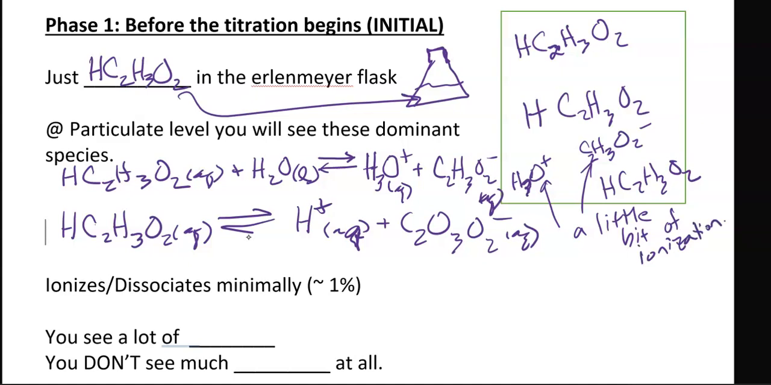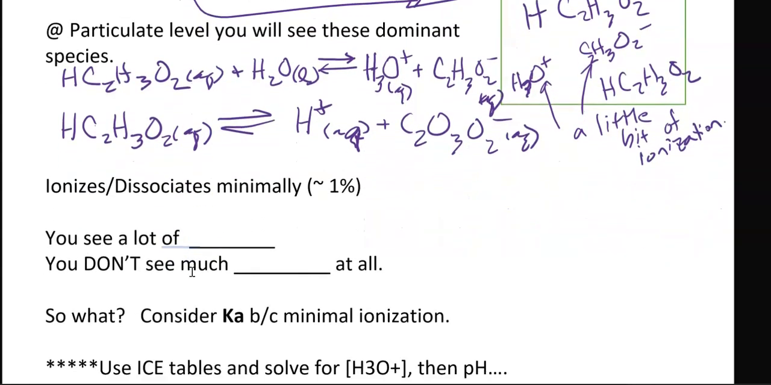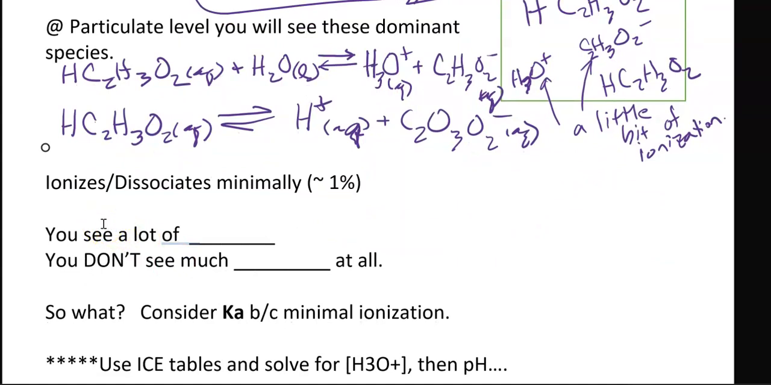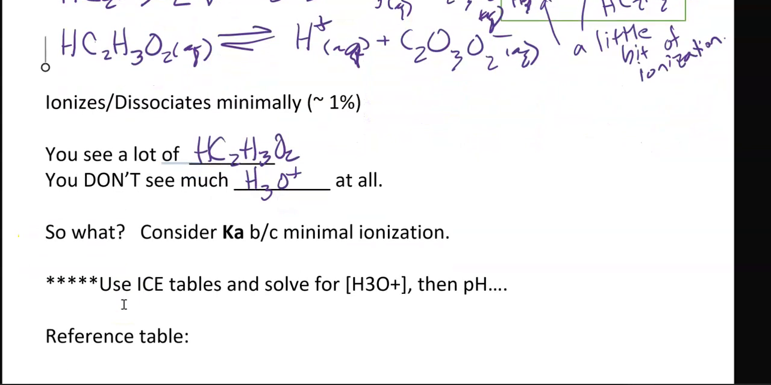Okay. We're talking like maybe 1%, definitely less than 5% of the time. You're going to see a lot of weak acid, and you're not going to see very much hydronium ion because it's a weak acid. So what are we going to do?